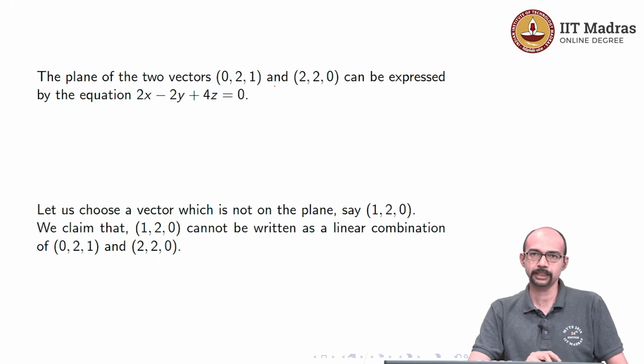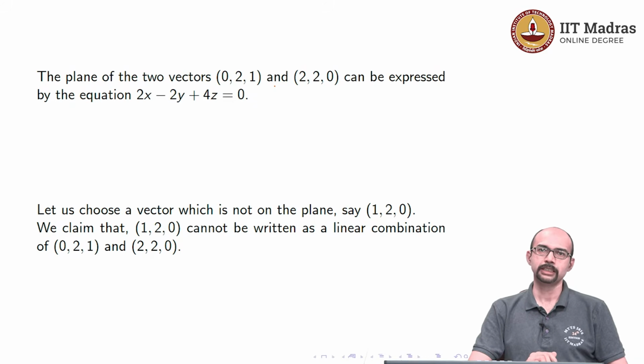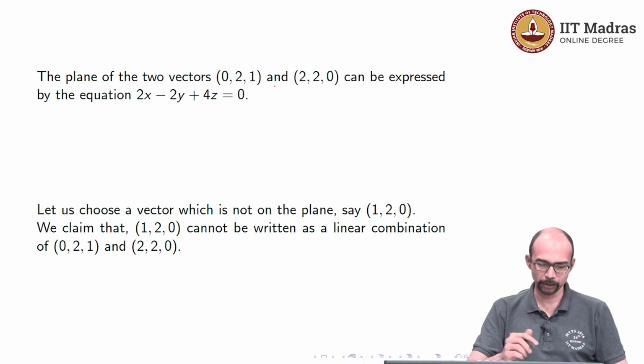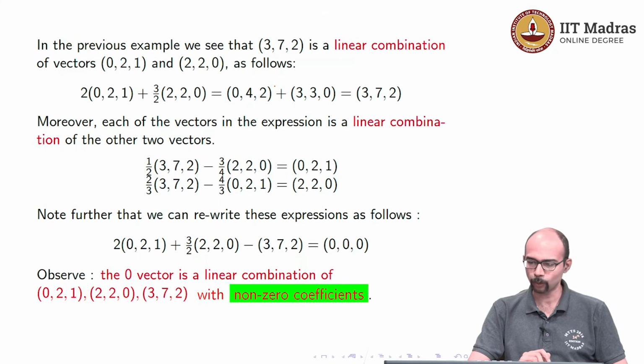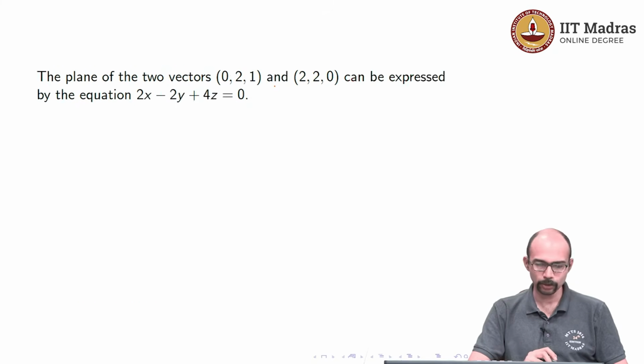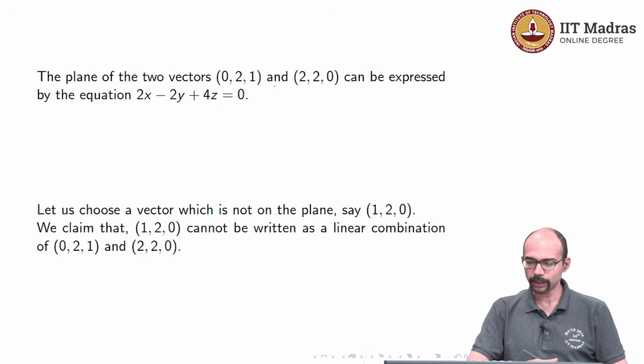Yeah, so we saw in the earlier example that the third vector indeed was on the plane. So maybe we can go back and check what that was. It was 3 7 2, and 3 7 2 does satisfy this equation, because 2 times 3 is 6, plus 4 times 2 is 8. So 6 plus 8 is 14, minus 2 times 7 is 0. Okay. So let's look at 1 2 0. We saw already it doesn't satisfy that equation, so it's not on the plane.